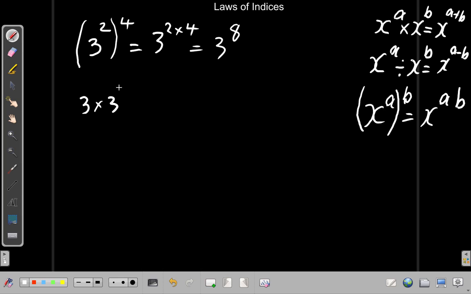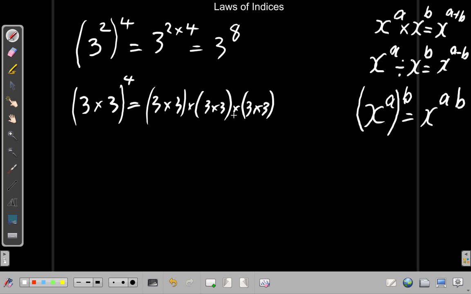Now what we have is that raised to the 4th power. Now, what this means is this. You have 4 of these multiplied. So you have 3 by 3. That is multiplied by 3 by 3. That's 2 of them so far. That is multiplied by 3 by 3. That's 3 of them. That is multiplied by 3 by 3. That's 4 of them.